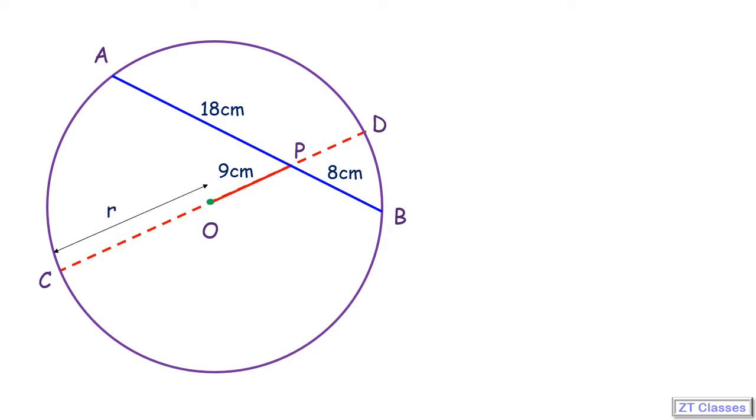If we check the length CP, now this CP is nothing but this CO plus OP, that is R plus 9, and the length PD, if we see OD is your radius R and if we subtract 9 from it we'll get the length PD. Now here further we'll use the chord intersecting theorem.